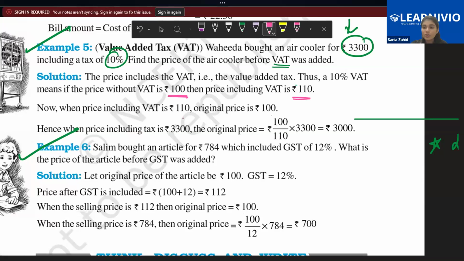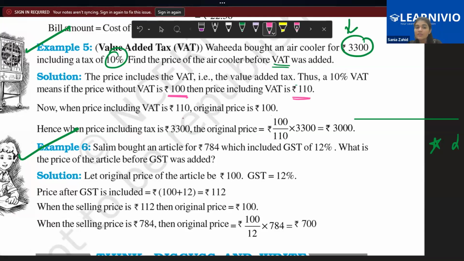See children, if I have 100 rupees, 10 percent of 100 is 10. 20% of 100 is 20. 25% of 100 is 25. So 10% of 100 becomes how much? 10. So if I am assuming 100 rupees is my original amount, the price after the tax becomes 110. This much do you understand?